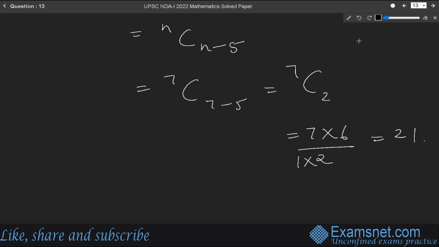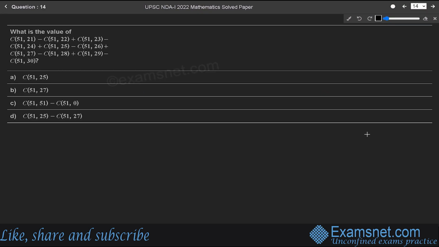I hope you understood these questions. Here is a question. What is the value of C(51,1) minus C(51,2) plus C(51,3) minus C(51,4) plus C(51,5) minus C(51,6) plus C(51,7) minus C(51,8) plus C(51,9) minus C(51,10)?